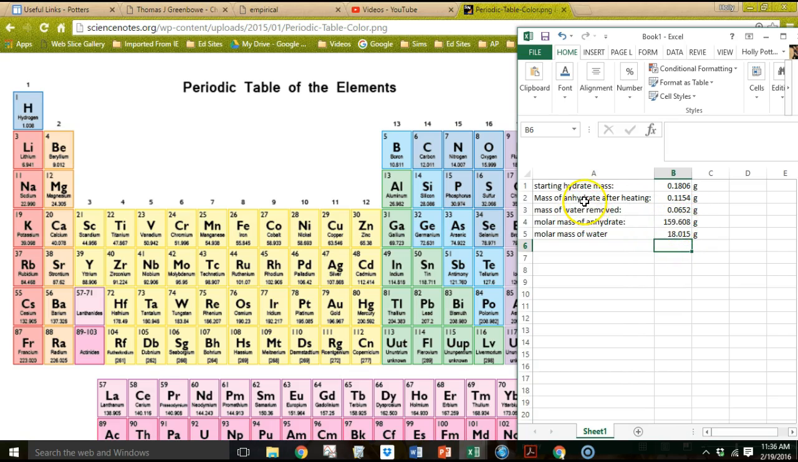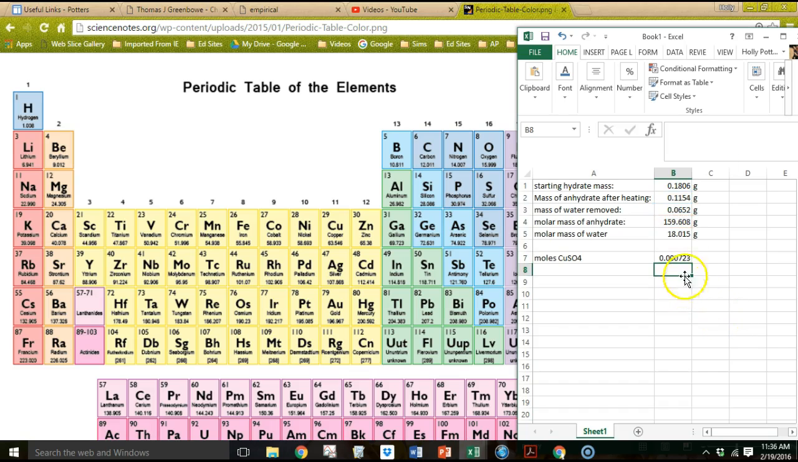So we want to take the mass of the anhydrate. This is literally just CuSO4. So that's what was left over in the bowl. This mass divided by molar mass is going to give us moles. So we want the moles of CuSO4. And so we're going to take the mass of anhydrate, 0.1154, divided by the molar mass of the anhydrate. Again, the anhydrate in this case is CuSO4. If you have a different anhydrate, then you would be using the molar mass for that.